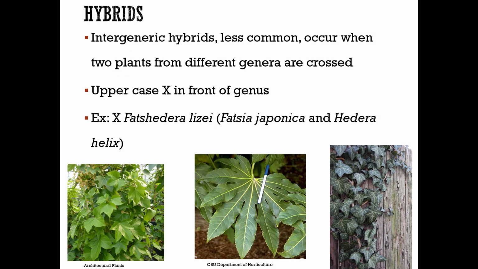Intergeneric hybrids, very less common, occur when two plants from different genera are crossed. There's an uppercase X in front of the genus. In this case, this is on our plant list. X Fatshedera lizei, this is a cross between Fatsia japonica and Hedera helix.